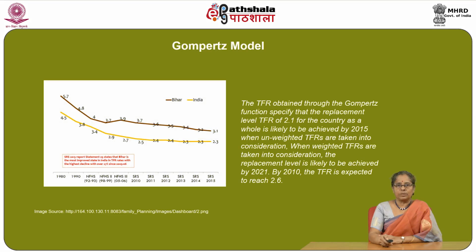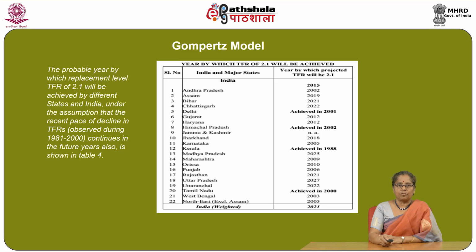The TFR obtained through the Gompertz function shows that the replacement level TFR of 2.1 for the country as a whole is likely to be achieved by 2015 when unweighted TFRs are taken into consideration. When weighted TFRs are taken into consideration, the replacement level is likely to be achieved by 2021. By 2010, the TFR is expected to reach 2.6. The probable year by which the replacement level TFR of 2.1 will be achieved by different states and India, under the assumption that the recent pace of decline in TFRs observed during 1981 to 2000 continues in the future years, is shown in Table 4. Table 4 shows that South Indian states achieved replacement level of TFR at an earlier year compared to others.